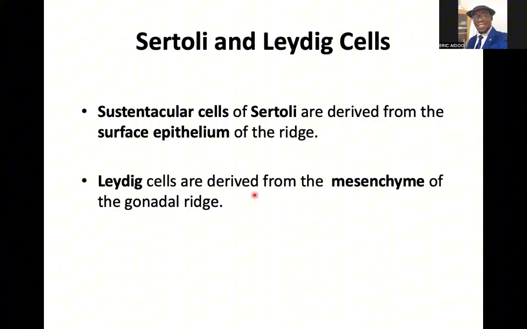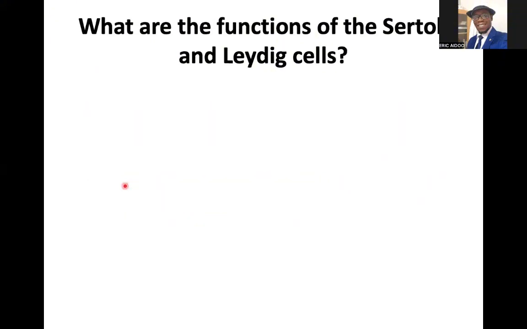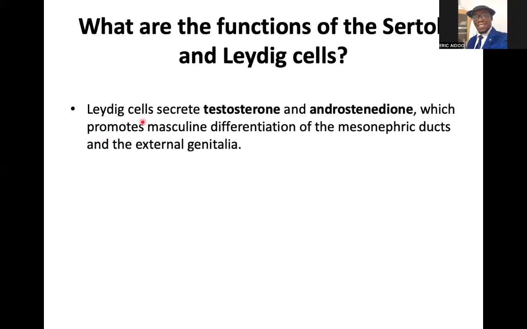The Leydig cells are derived from the mesenchyme of the gonadal ridge. Remember also that the mesenchyme was at the background, deep to the epithelium where the medulla was. Okay, so that is what will form the Leydig cells. What are the functions of the Sertoli and Leydig cells? Leydig cells secrete testosterone and androstenedione, which promotes masculine differentiation of the mesonephric duct, also known as the Wolffian duct.